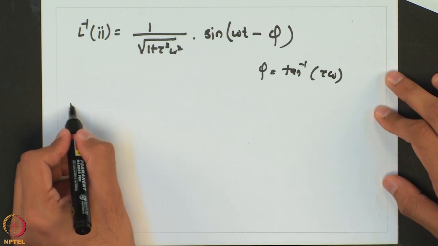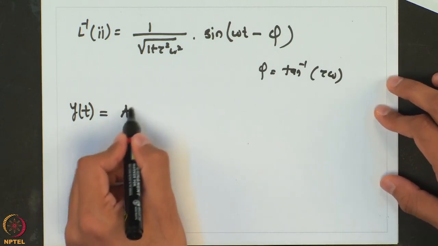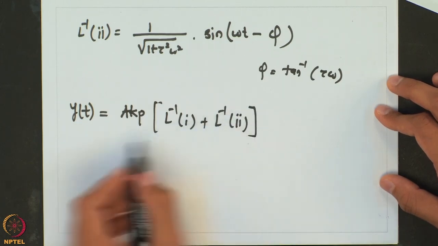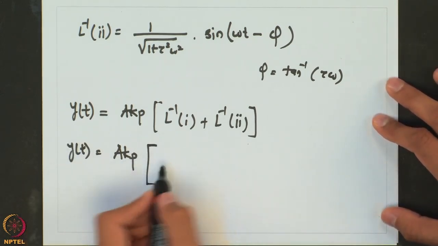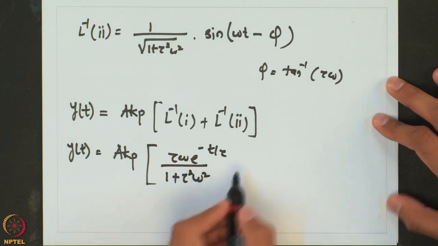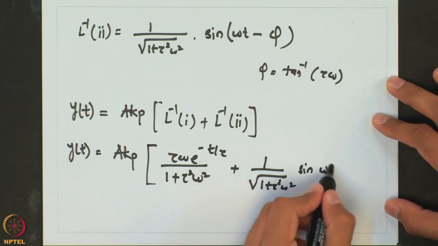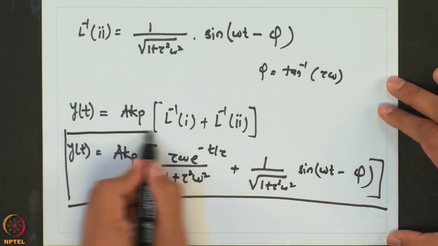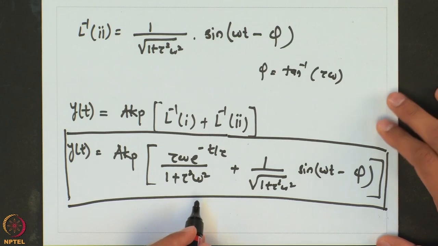So let us now look at what is the final solution y of t, which will be the summation of the two Laplace inverses. So it will be A K p times Laplace inverse of 1 plus Laplace inverse 2, which is A K p times tau omega e raised to minus t over tau over 1 plus tau square omega square plus 1 over root 1 plus tau square omega square sine of omega t minus phi. So this is the final response of a first order system to a sinusoidal input, and you can see that it has two terms.